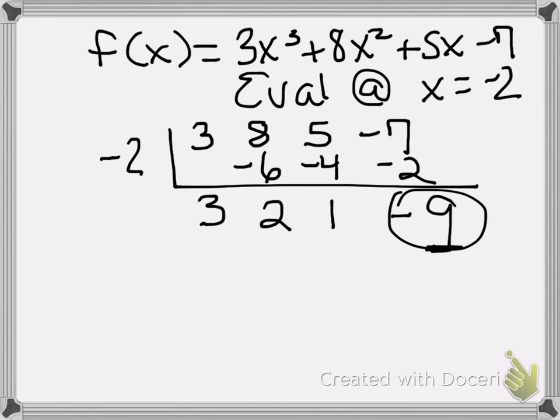Okay? That value right there, the -9, is the actual value you would get if you took this -2 and you plugged it in. 3 times -2 cubed plus 8 times -2 squared plus 5 times -2 minus 7, you would actually get -9. And if you don't believe me, type it in your calculator and check it out. So that's called the remainder theorem. It's really kind of cool, something that you need to be able to do. The remainder theorem. Okay, let me write that down for you.